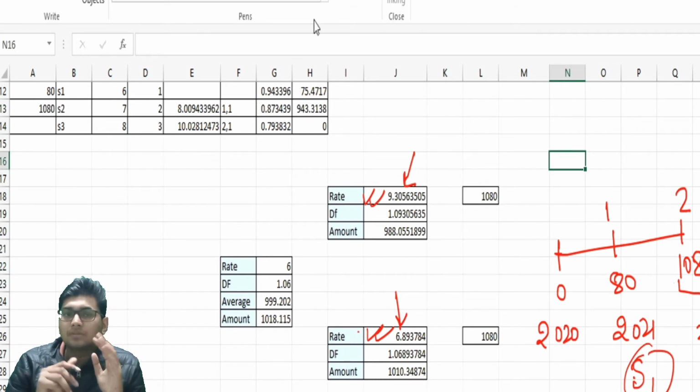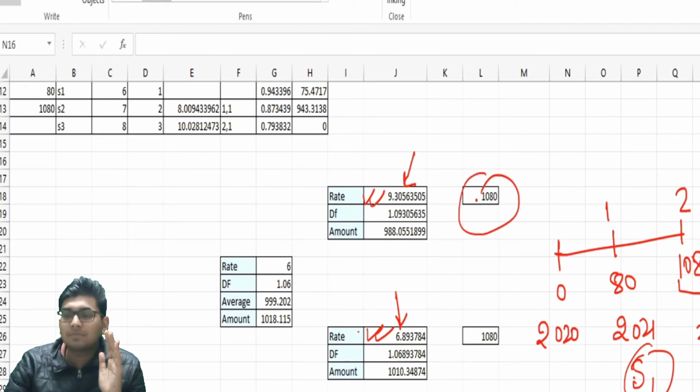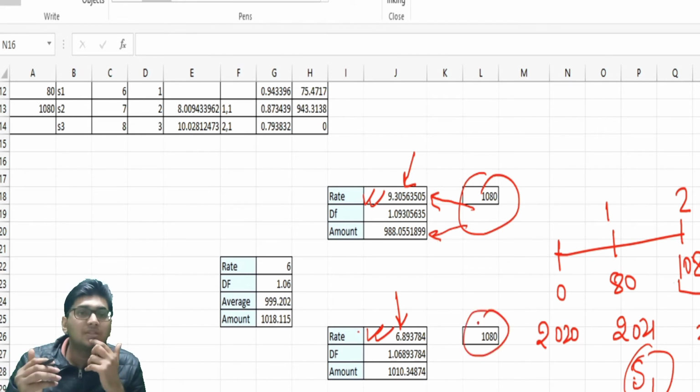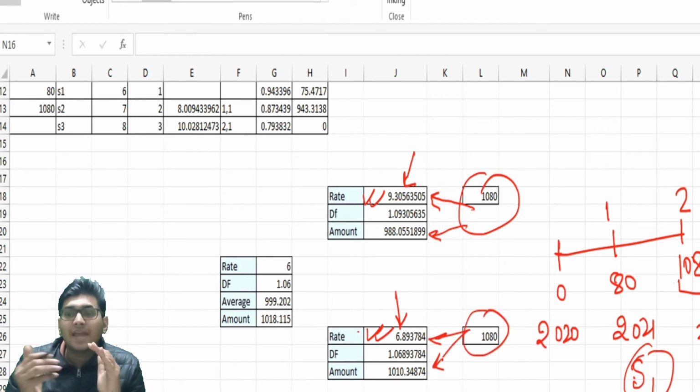So now can you say that I can find out the present value at 2021, but these present values are giving me two different data. One is 988 and another one is 1010. But what we have to do? We need to take the average of these two values. So the average of these two values is going to be, let me write down over here. What is the average of these two values?